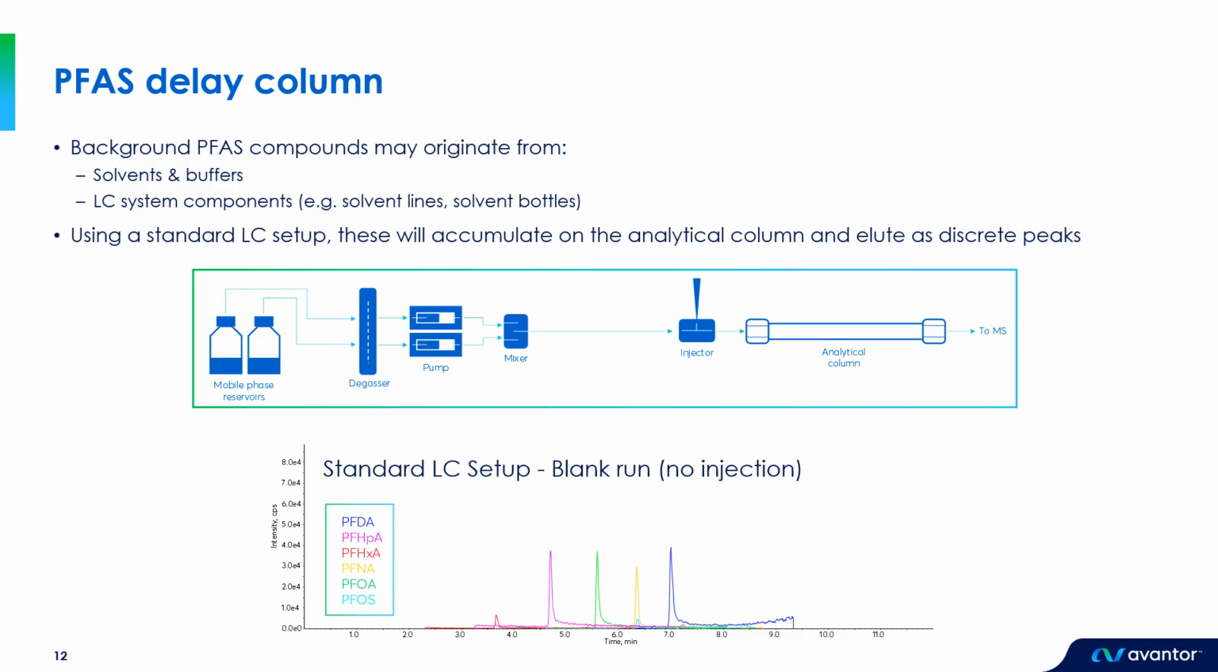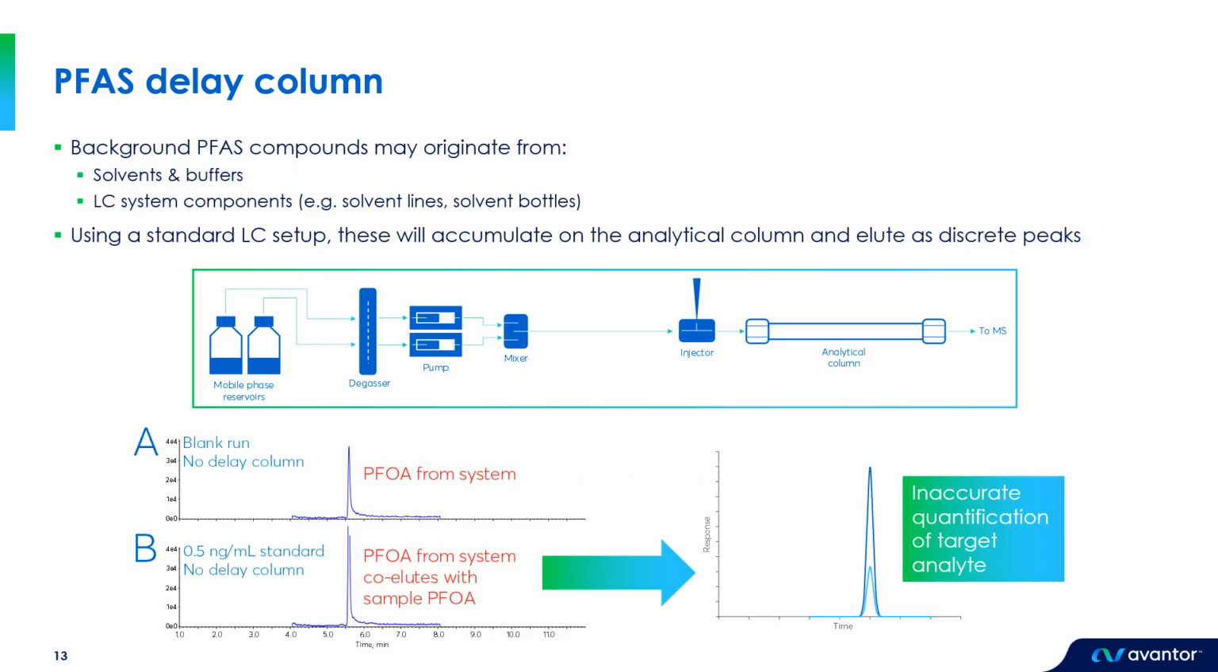And here we have an example from our own LC system when we first began PFAS analysis, which showed that when we ran a blank run with no injection, we see 6 PFAS compounds eluting from our column. And of course, if we inject an actual sample, those background PFAS peaks will correlate with the PFAS in our sample. And this is shown here. So in chromatogram A, we perform a blank run and we see a peak for PFOA, which originates from our LC system. If we inject a sample containing PFOA, as shown in chromatogram B, this background peak overlaps with our sample peak, leading to inaccurate quantitation of our target analyte.